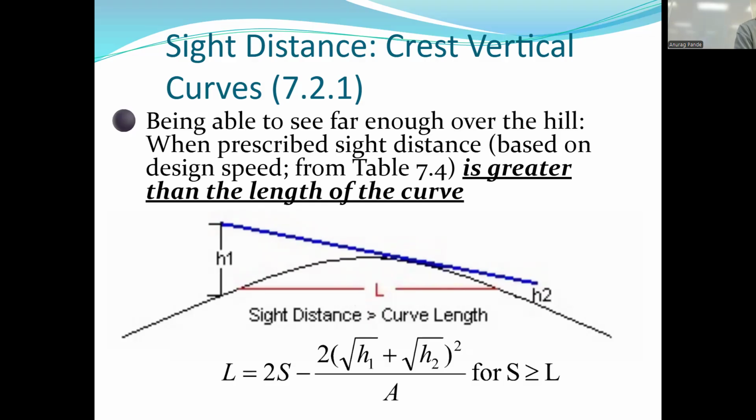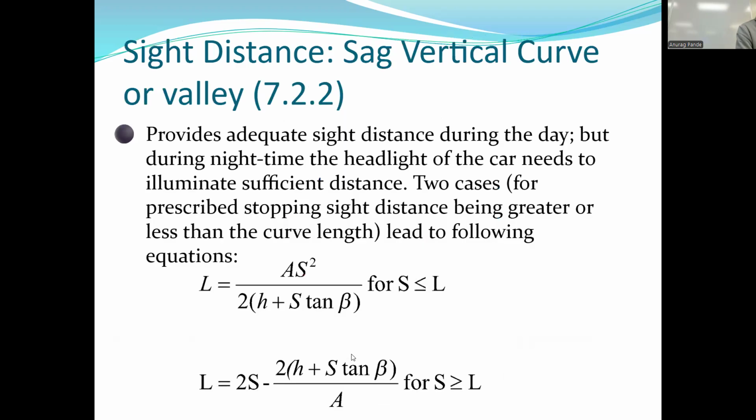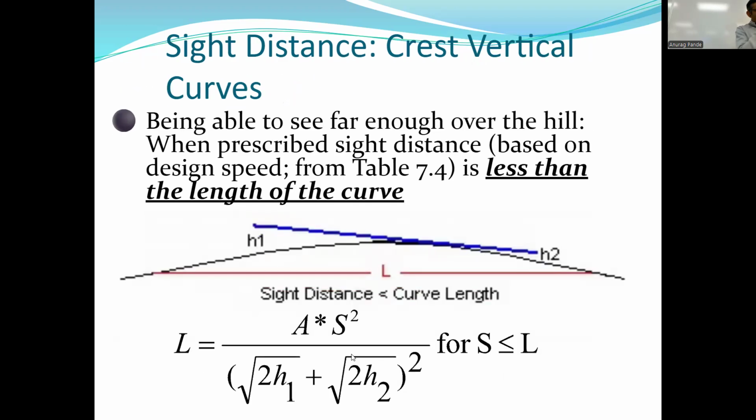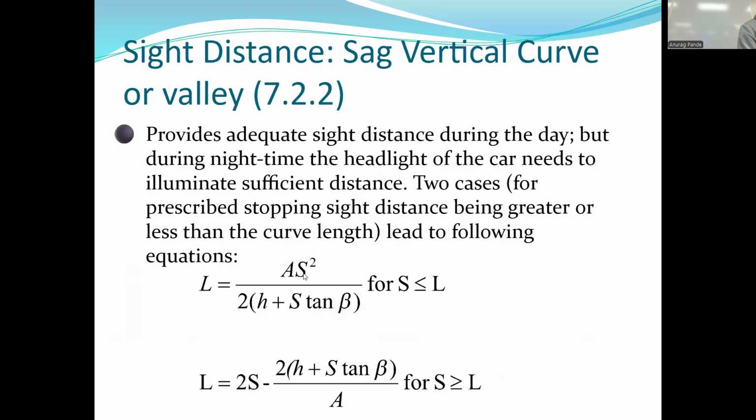Now, L is the length of the curve. Capital S is the stopping sight distance for your given design speed. H1 is the driver's eye height, H2 is the object height, and capital A is the change in grade. Okay, so the easiest way to do that comes shortly. There are similar formulas that exist for sag vertical curves.